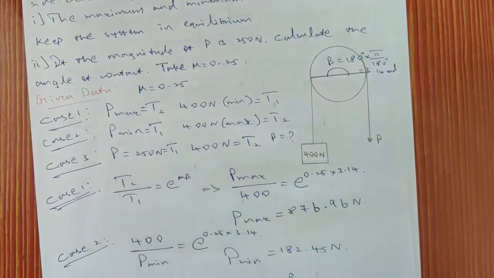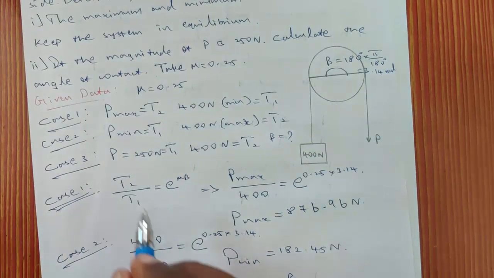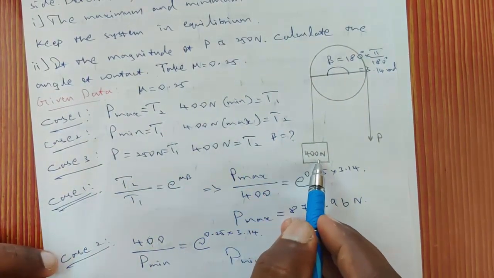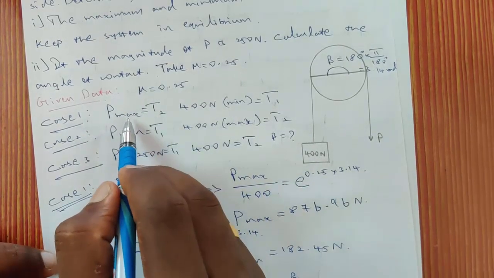Okay, the important point about the problem is, if the P value is maximum, then the 400 Newton will be the minimum value. If the P value is minimum, then the 400 Newton will be the maximum value. We know that the maximum value is T2 and the minimum value is T1.